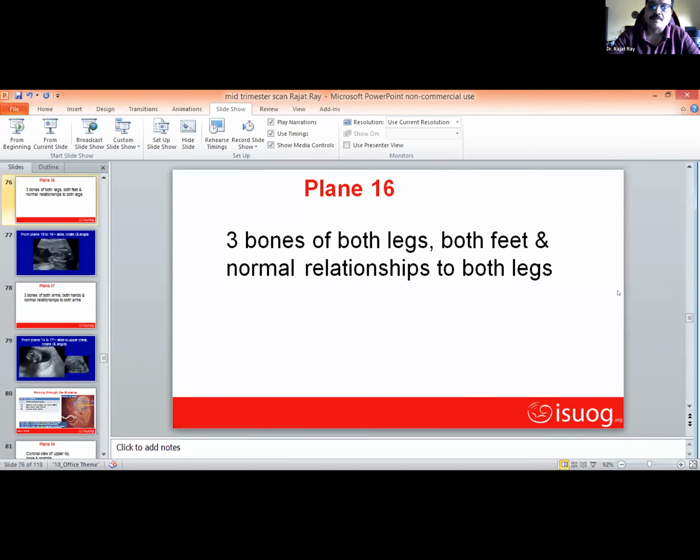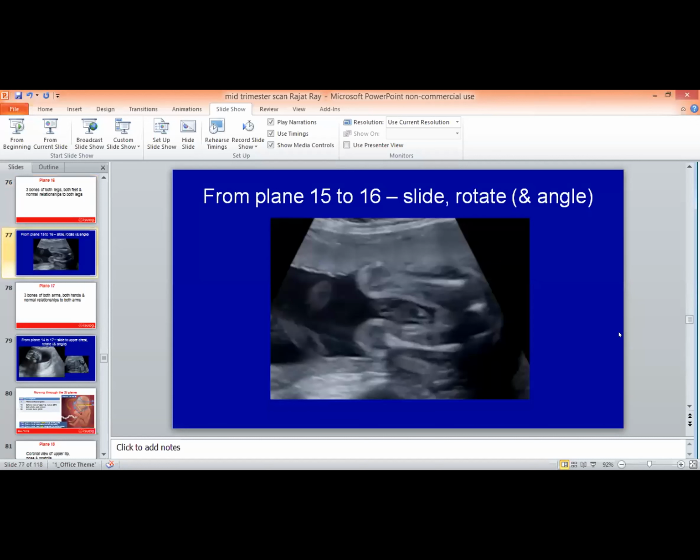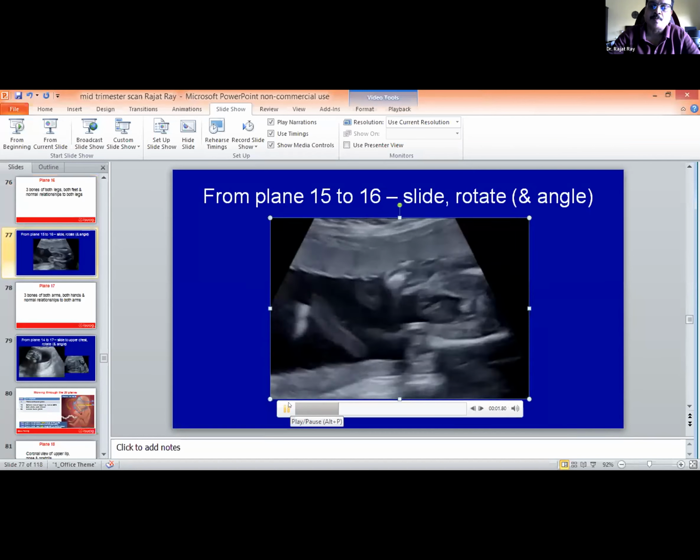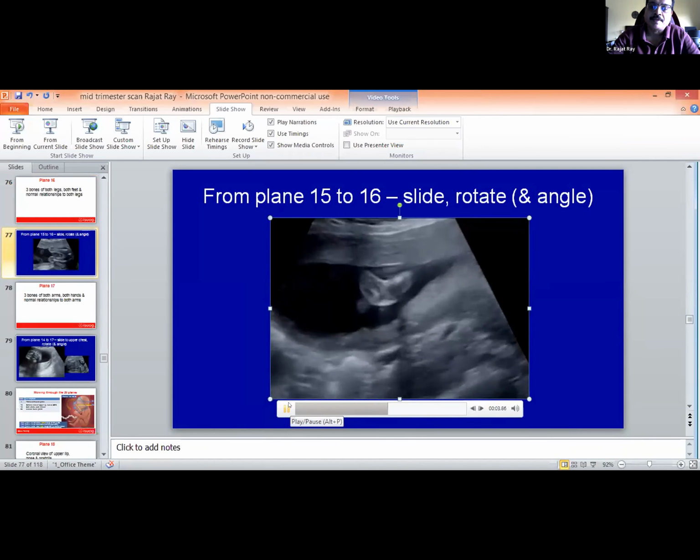Plane 16, then 3 bones of both legs, both feet, and normal relationship to both legs. So you follow the femur to the tibia and fibula. From plane 15 to 16, slide, rotate, and angle. Obviously, the baby keeps on moving, so you have to follow the baby.